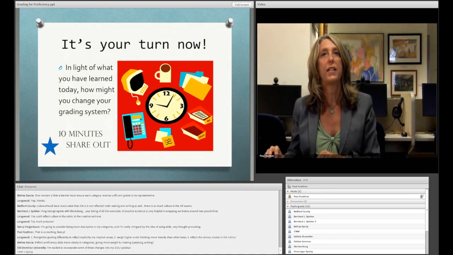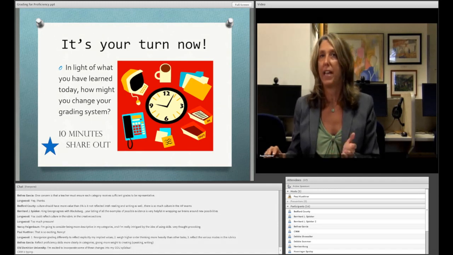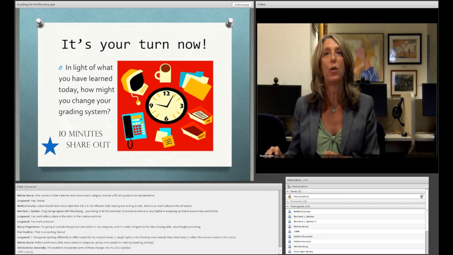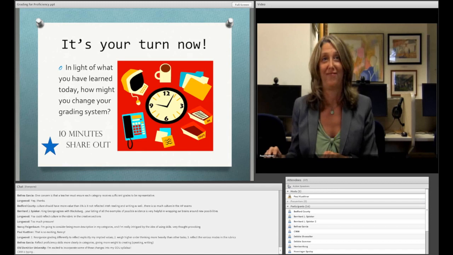Reflect proficiency skills more clearly in categories, giving more weight to creating, speaking, and writing. I think that's fantastic. Someone at ODU said, I'm excited to incorporate some of these changes into my syllabus. I'm glad to hear that.